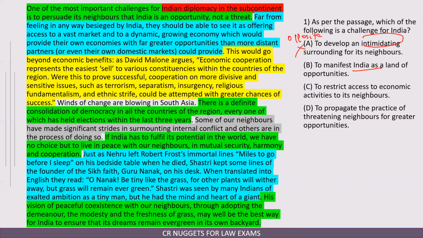To restrict access to economic activities, again opposite of what is being mentioned, can't be the answer. To propagate the practice of threatening neighbors, again opposite of what is being mentioned in the entire passage. So answer is option number B.